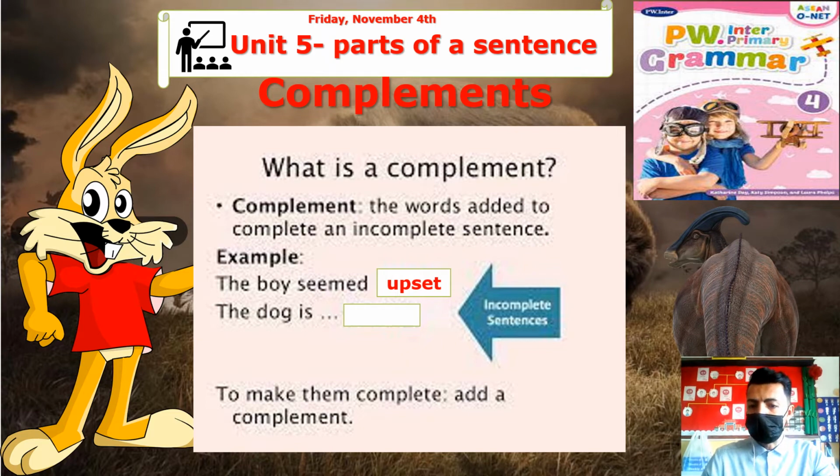The dog is. The dog is an incomplete sentence. We need to complete this sentence. We have to add a complement. Hungry. The dog is hungry. The complement hungry is an adjective. Hungry describes the dog. So, to make the sentences complete, we add a complement.